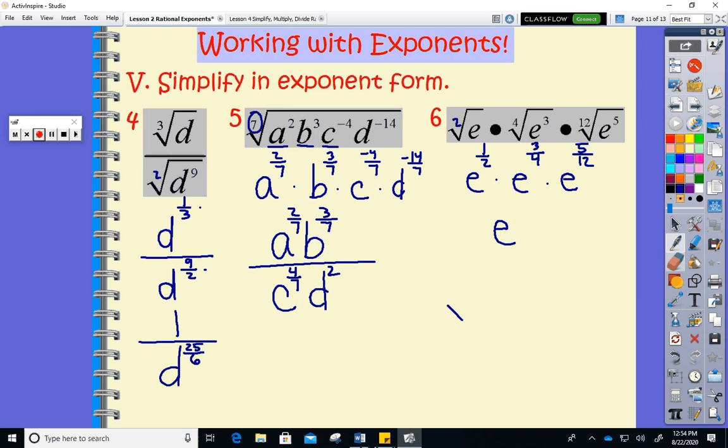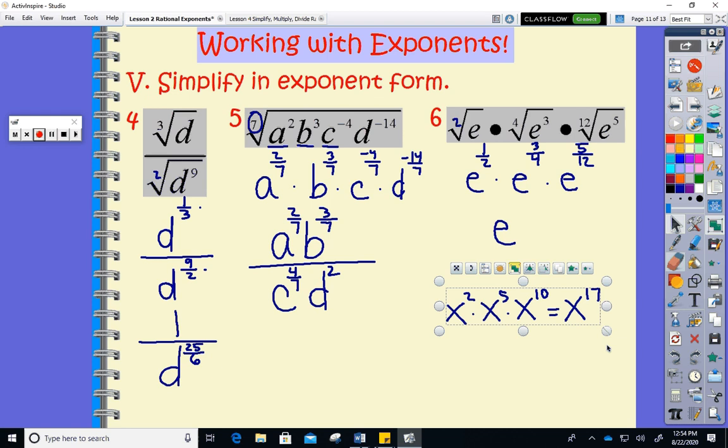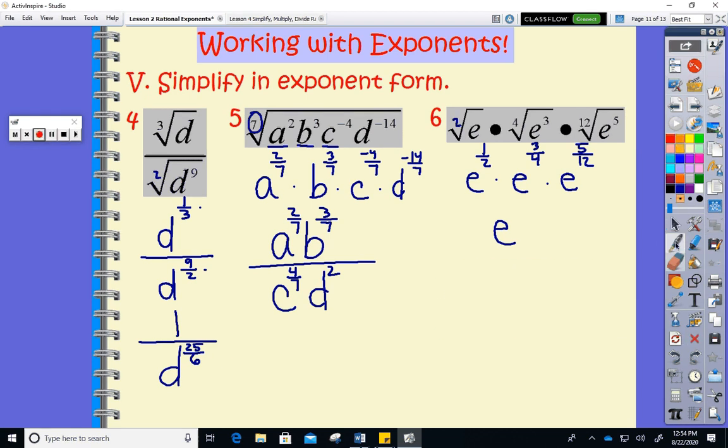Now remember, if I had x squared times x to the 5th times x to the 10th, would you not say that was x to the 17th? Because you would say, well, 2 plus 5 is 7, 7 plus 10 is 17. You're going to do the same thing here, guys. We're just going to add the exponents. It's just adding those exponents is a little oogier because of the fractions. You're going to get good at fractions, though. And you'll get to where you'll think, why did I used to be intimidated by fractions?